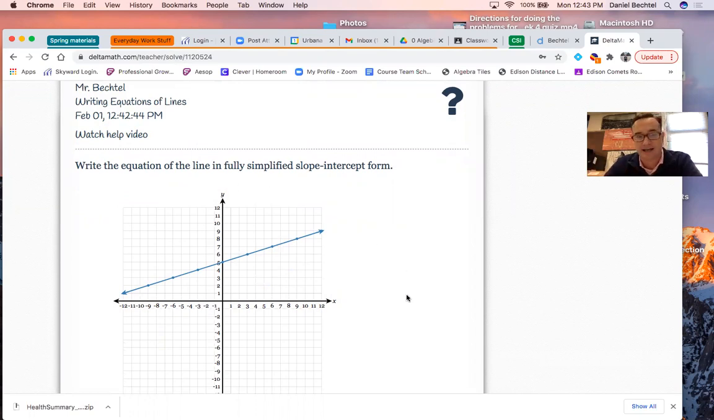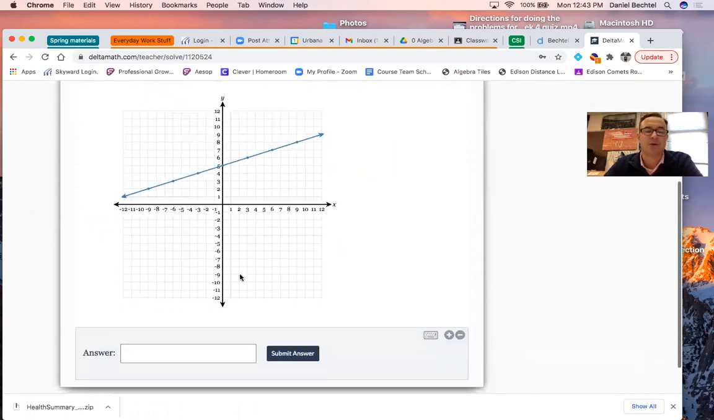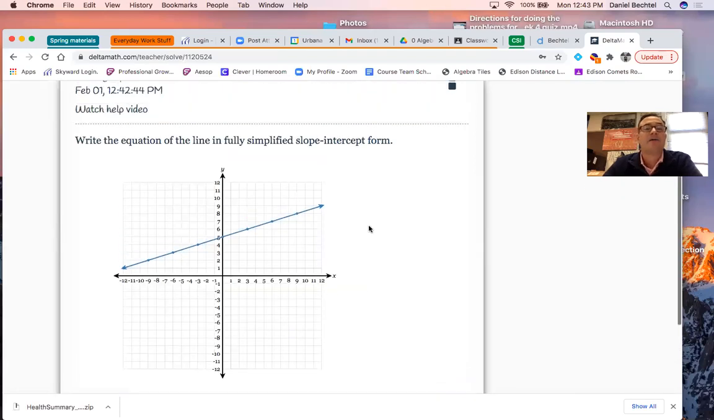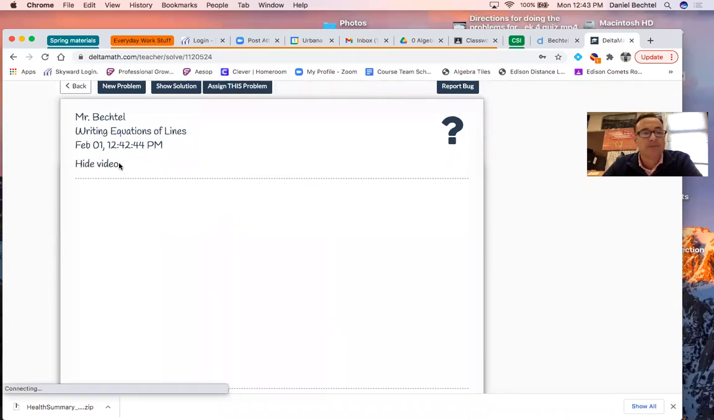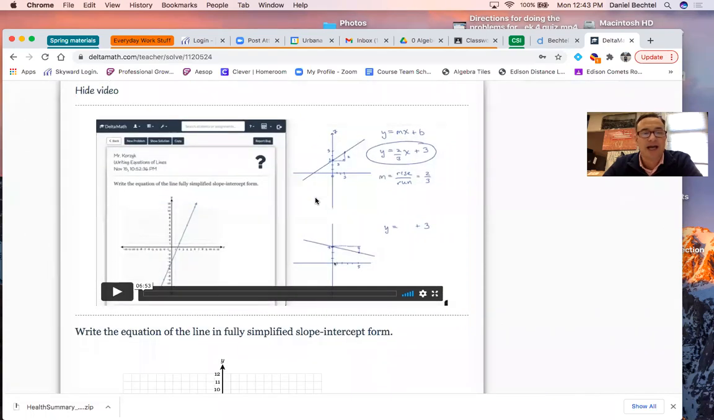But the great thing is that when you go through and do this, if you get this problem and you're like, what am I supposed to do with this problem? This is insane. You can go in here. If I click the watch help video, I don't know if it's actually going to start to play, and if it is, I'm going to try to pause it. But like that, all of a sudden it shows up. And now what you have underneath here is a 6-minute and 53-second video that will show you 3 or 4 examples of how this works.